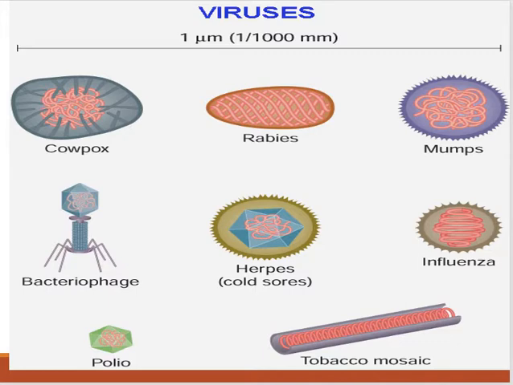So you need to be able to list those three shapes and give an example for each. So a round, a rod-shaped, and a complex. So easiest one, the flu is your round, rod-shaped is your tobacco mosaic virus, and a complex one is your bacteriophage.